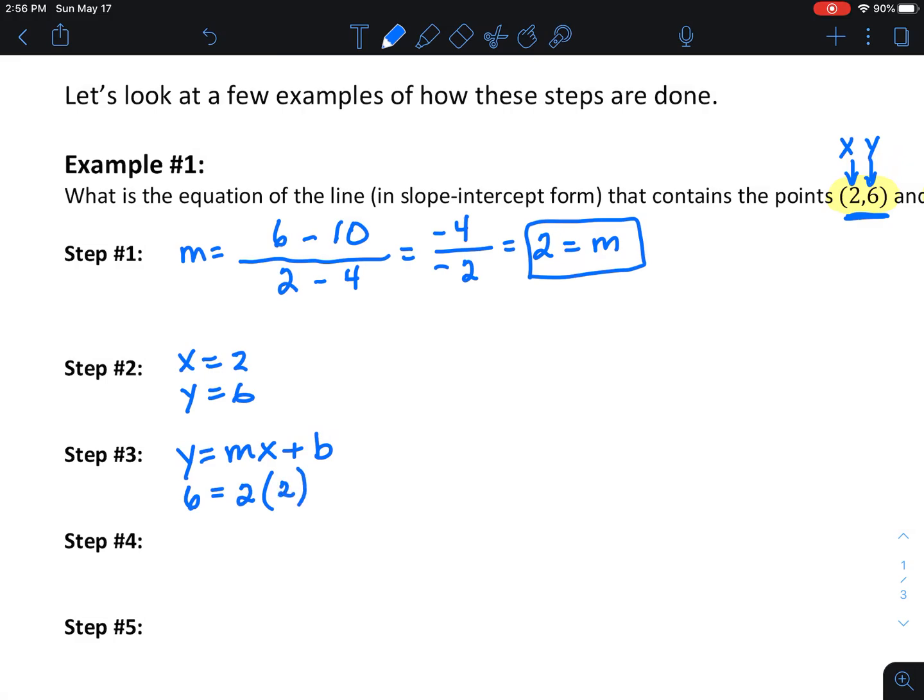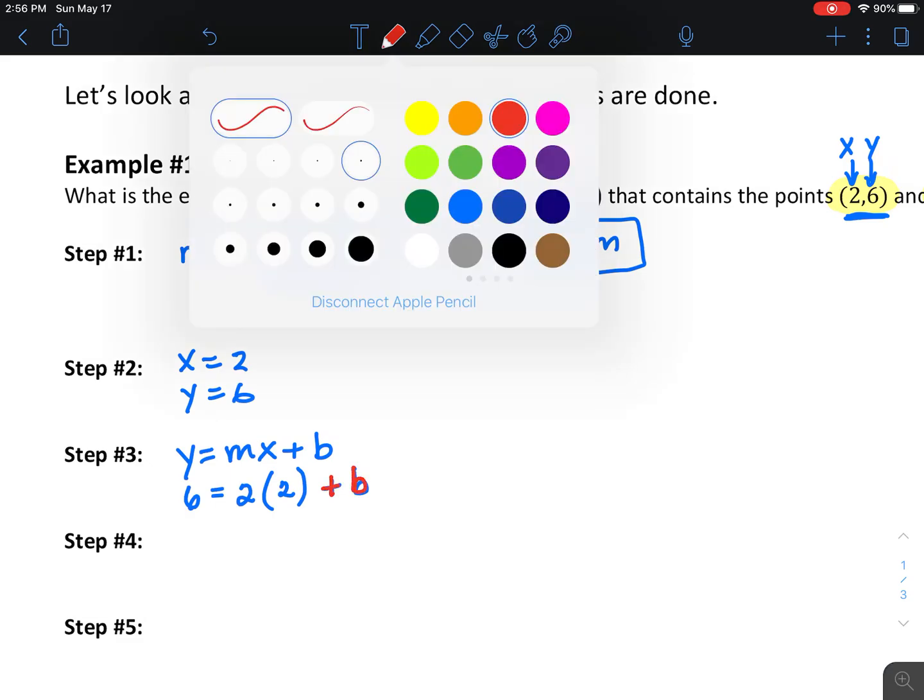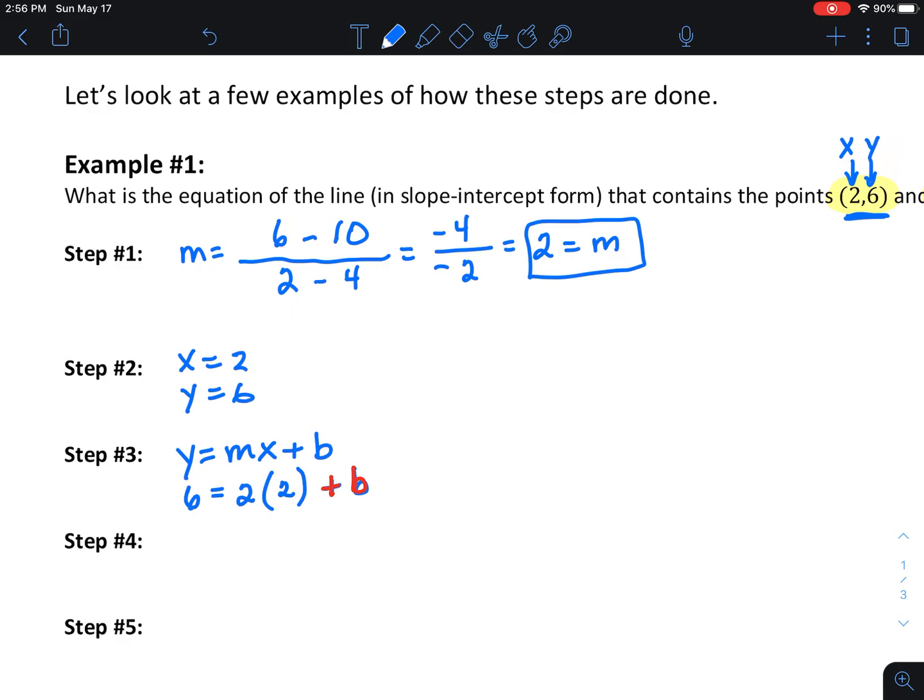So I get 6 equals 2 times, and notice I'm putting my x value in parentheses. That's to help me remember that I need to multiply. And then b stays as b. In fact, maybe we'll choose a different color to remind us that b has to stay b. All right, so how do we solve?